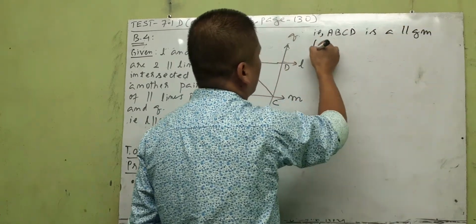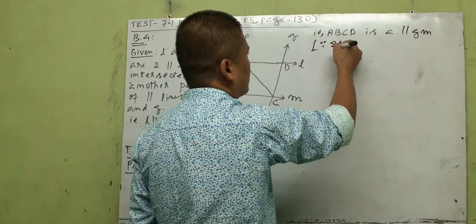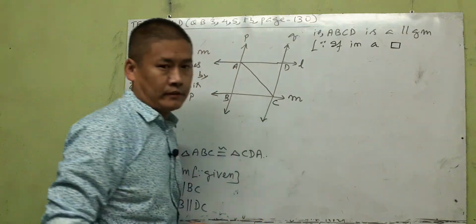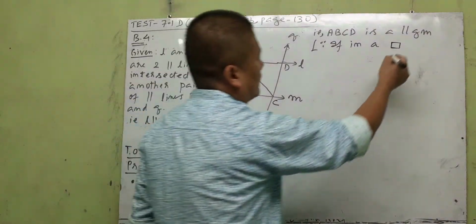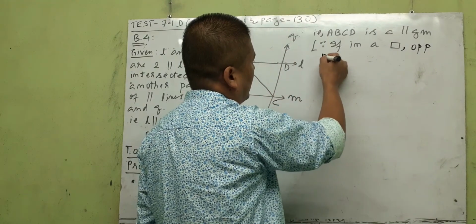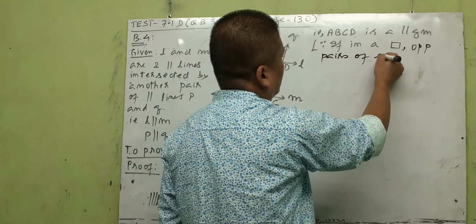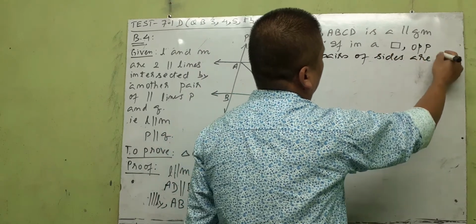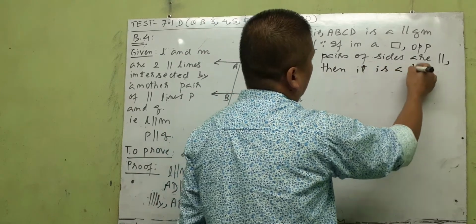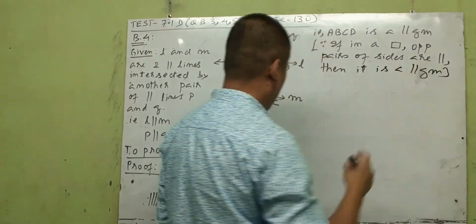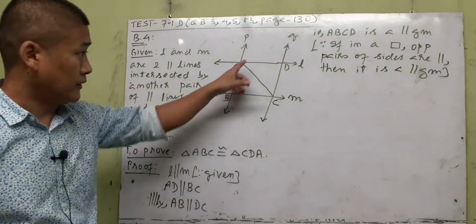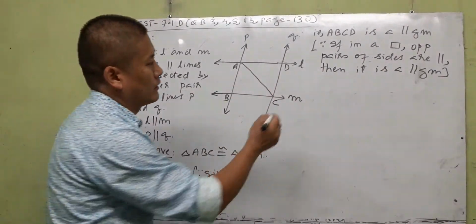We have found out, because we know a theorem which says if in any quadrilateral, means four-sided figure, opposite pairs of sides are parallel, then it is nothing but a parallelogram. This theorem we're using. AB parallel to DC, AD parallel to BC means opposite sides are parallel in the four-sided figure ABCD. So this is a parallelogram.